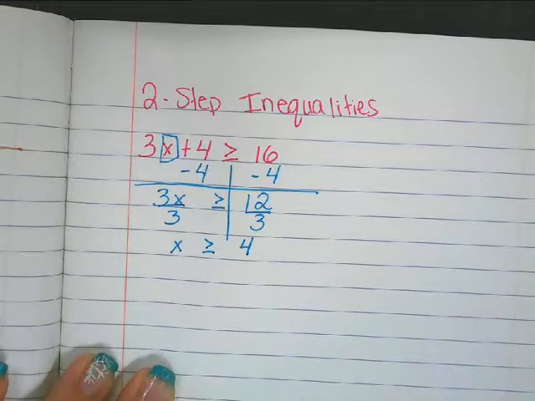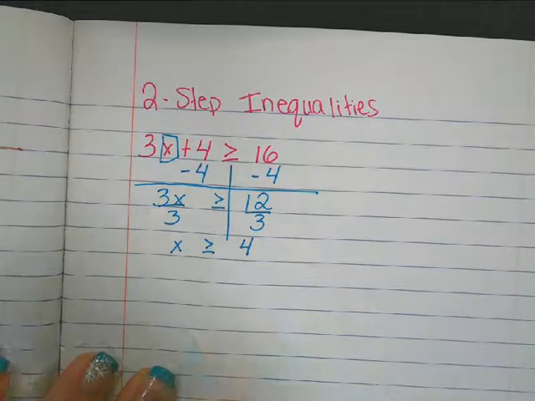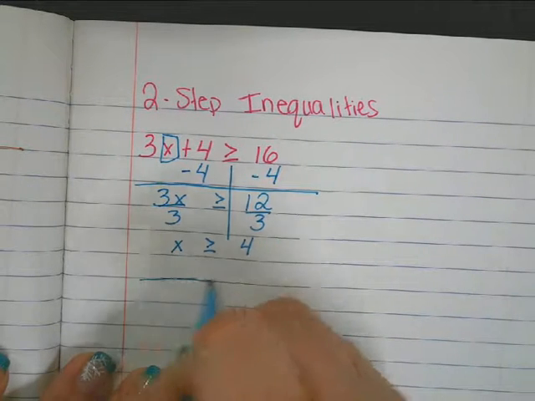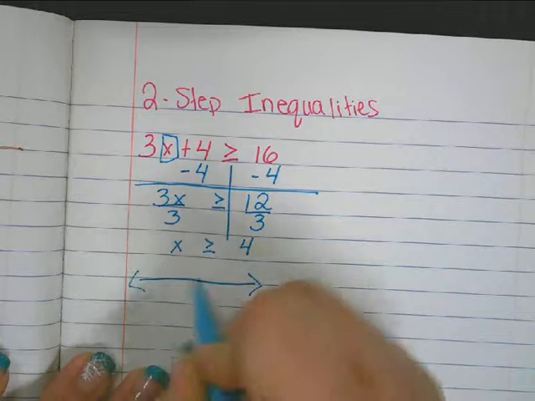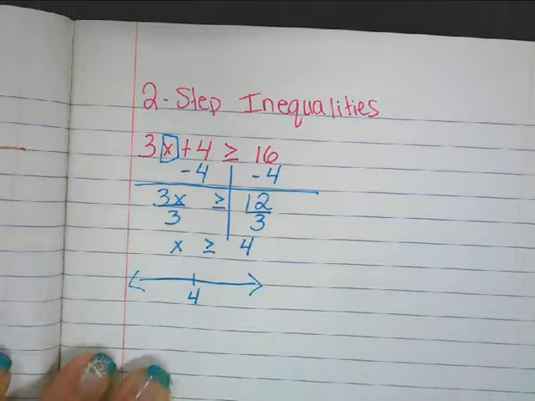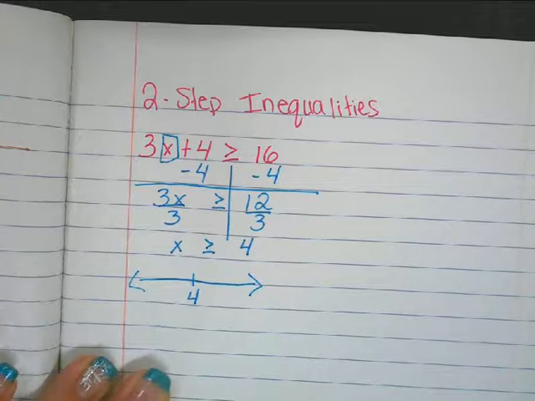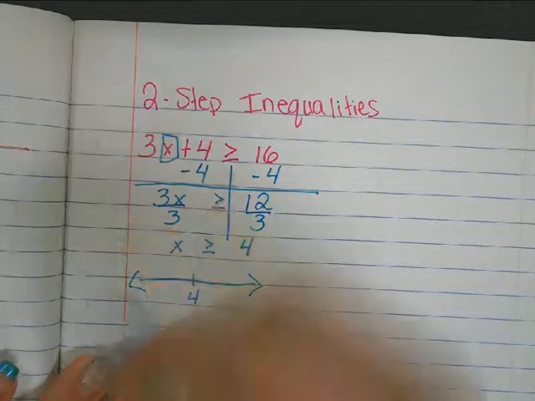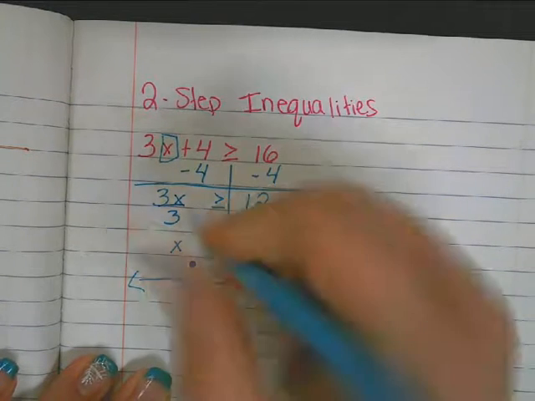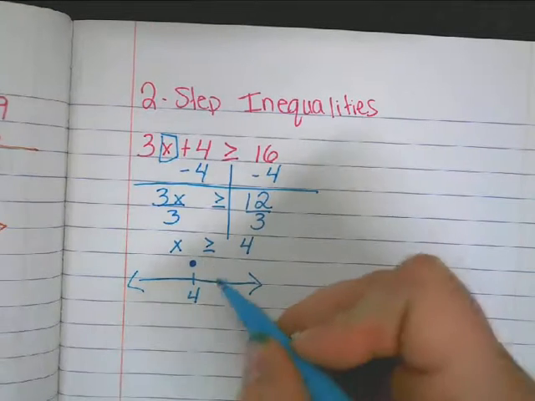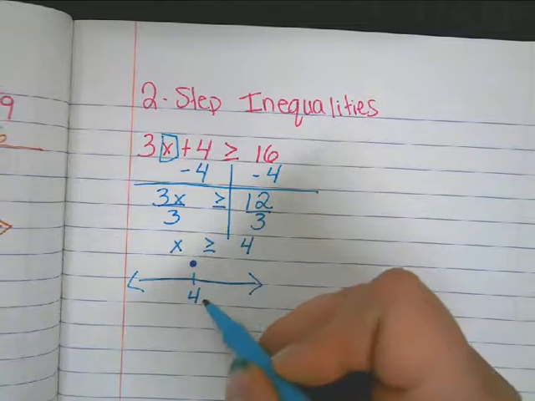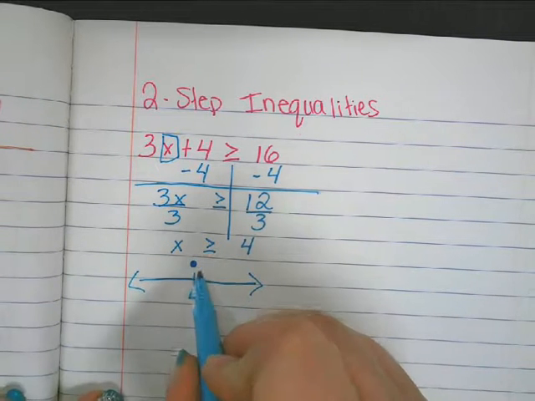Yep, so we've got to graph it. There's my number line. There's my 4. Is it an open or a closed circle? Closed. It has a line underneath. A line underneath means it's closed. To the right.